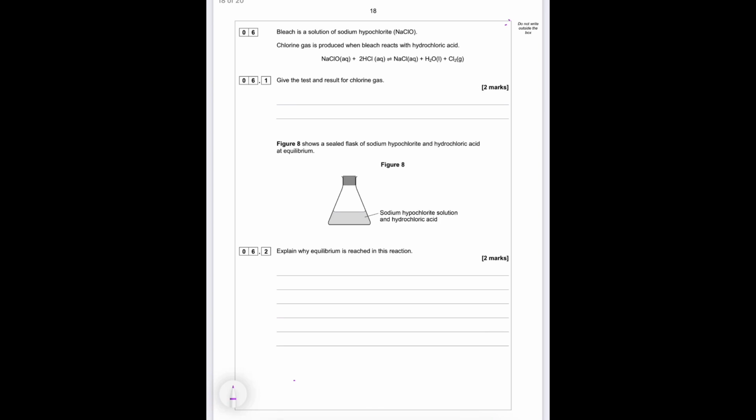For this next question, it says bleach is a solution of sodium hypochlorite, and we're given the formula NaClO. Chlorine gas is produced when bleach reacts with hydrochloric acid. So sodium hypochlorite plus hydrochloric acid is in equilibrium with sodium chloride, water, and chlorine gas. So the first question is give the test and result for chlorine gas. So the test is that we hold some damp litmus paper near the chlorine, and if the chlorine bleaches it white, then it proves that it's chlorine gas.